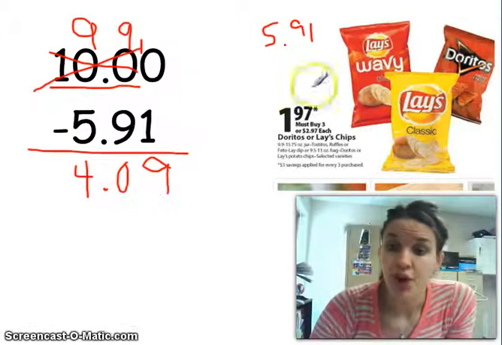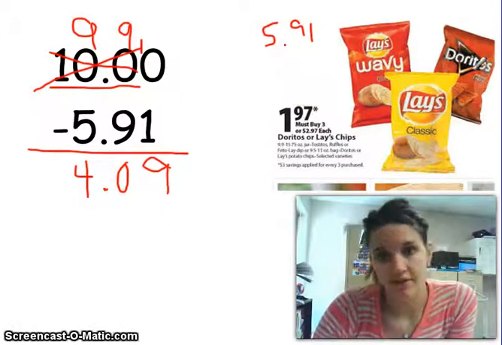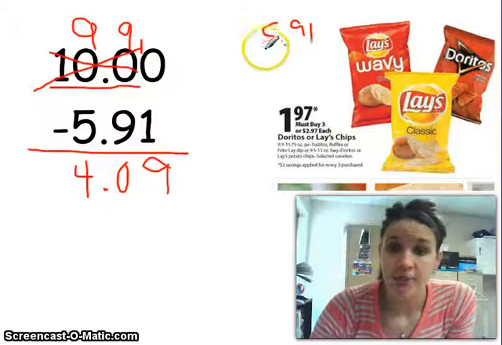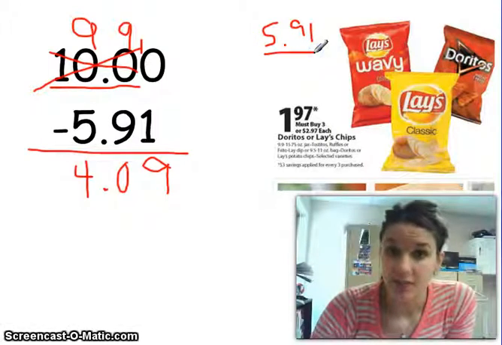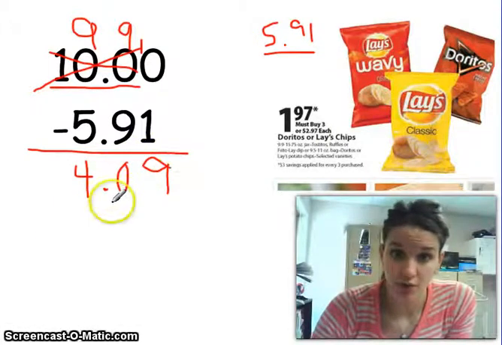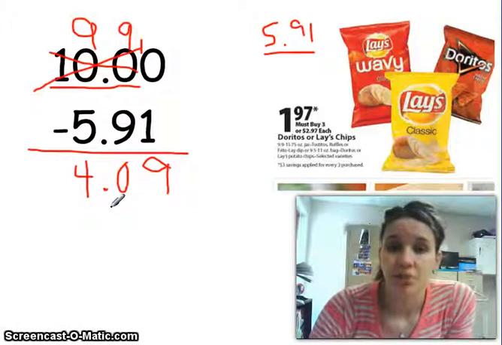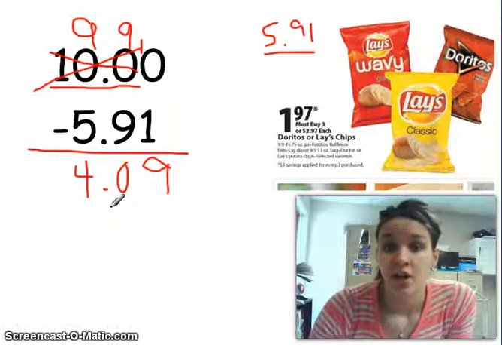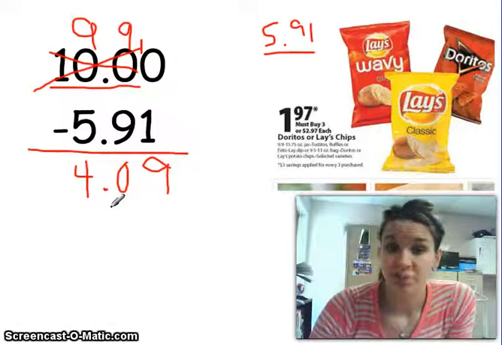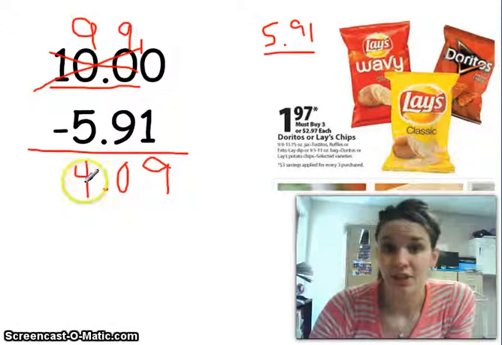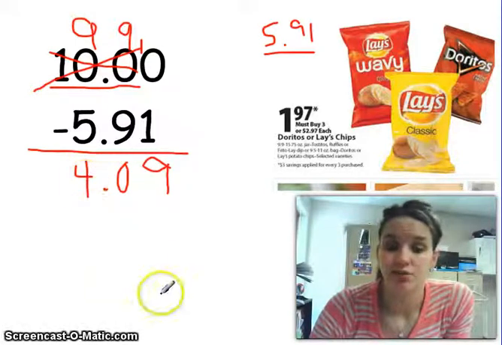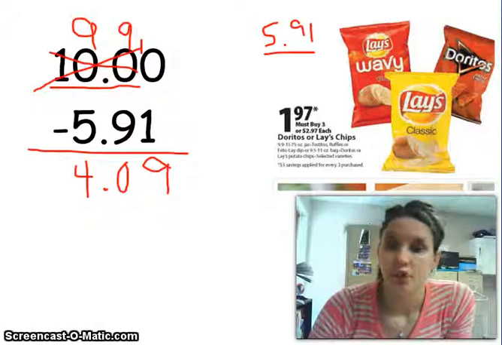So if I bought 3 bags of my favorite kind of Doritos, then I would have spent $5.91, and if I paid with a $10 bill, I would have gotten $4.09 back. Hopefully that gives you a little bit more understanding of how to subtract across zeros and regrouping with zeros. This will really help when we're starting to get into some money and doing some things with change. So hope you learned something.